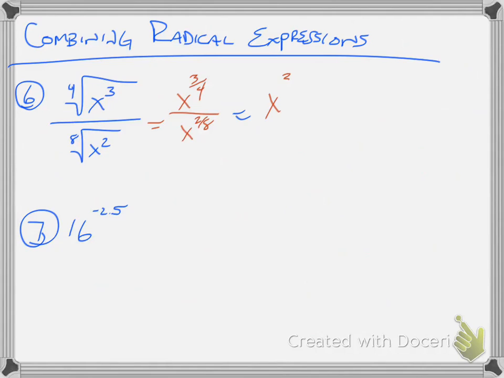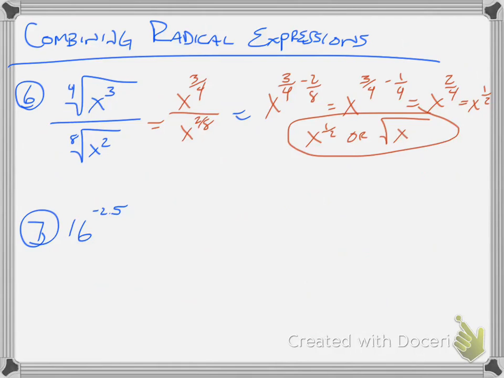subtract the exponents. So I have 3 over 4 minus 2 over 8. And remember, to add and subtract, I need a common denominator. Well, my denominator, or my 2 over 8, can reduce to 1 over 4. And then that becomes 2 over 4. And x raised to the 1/2. That would be an okay answer, or you can put it in radical form, and that would be the square root of x.